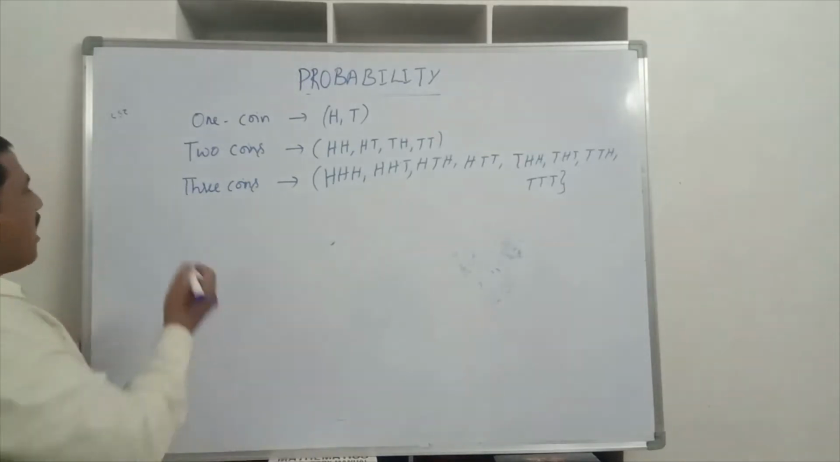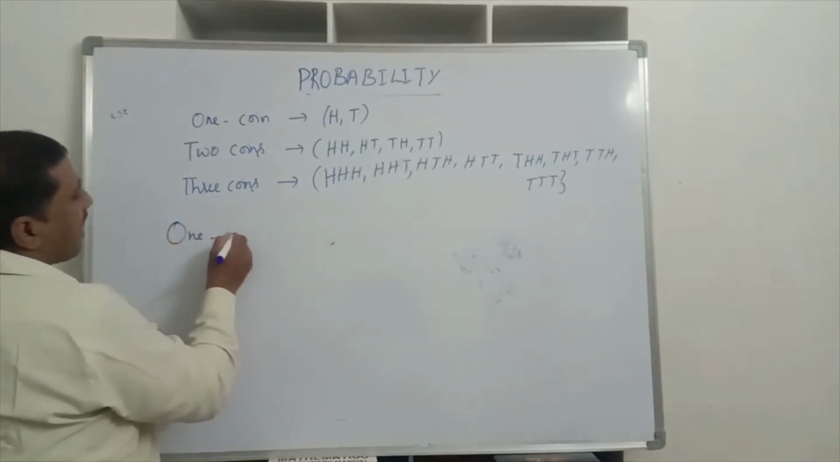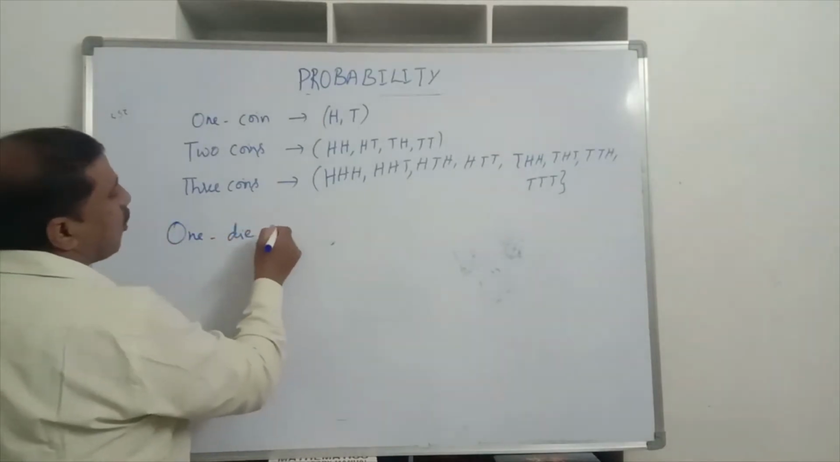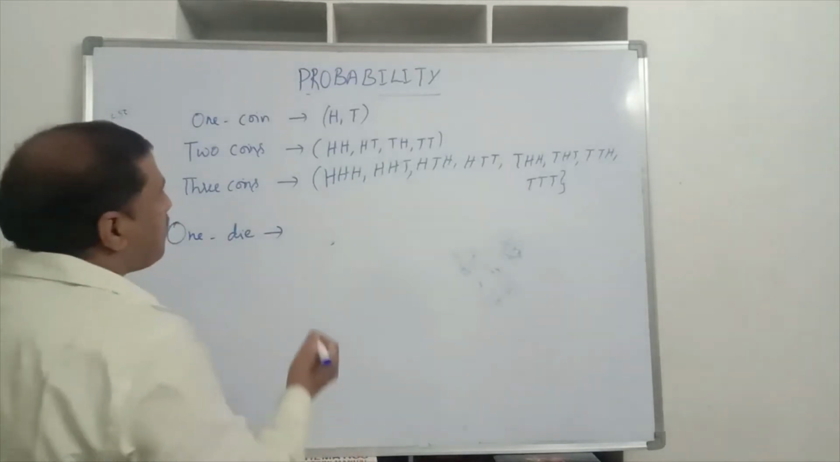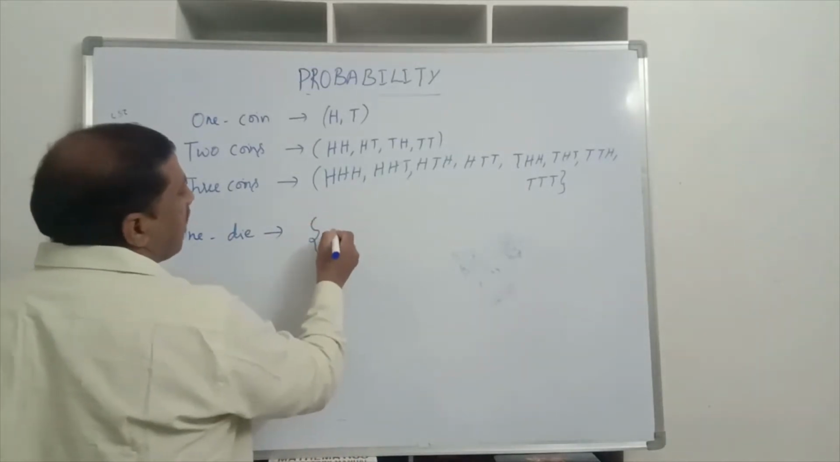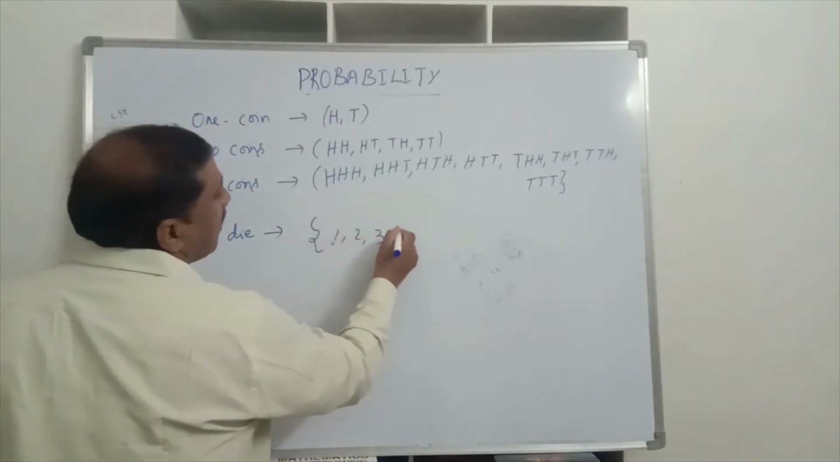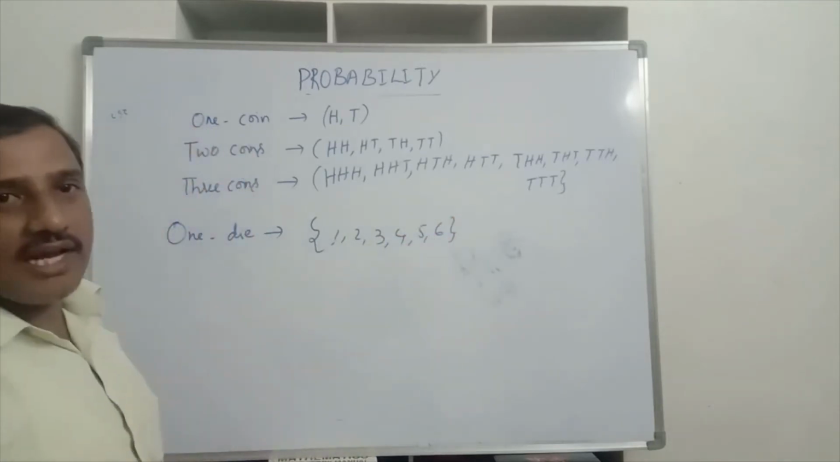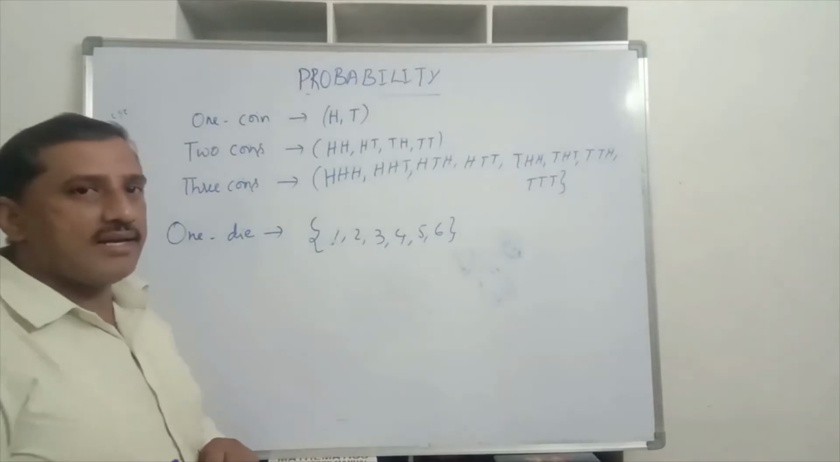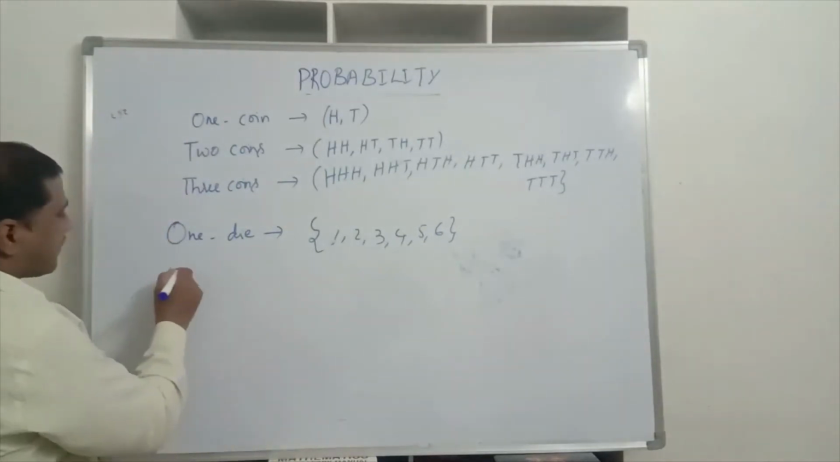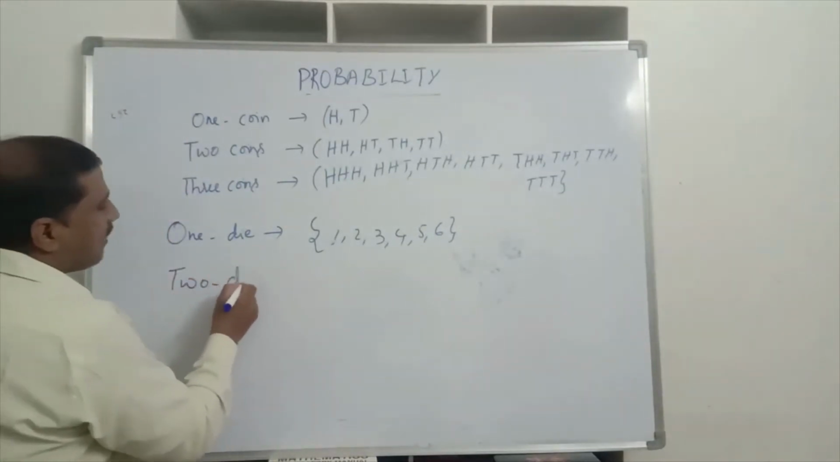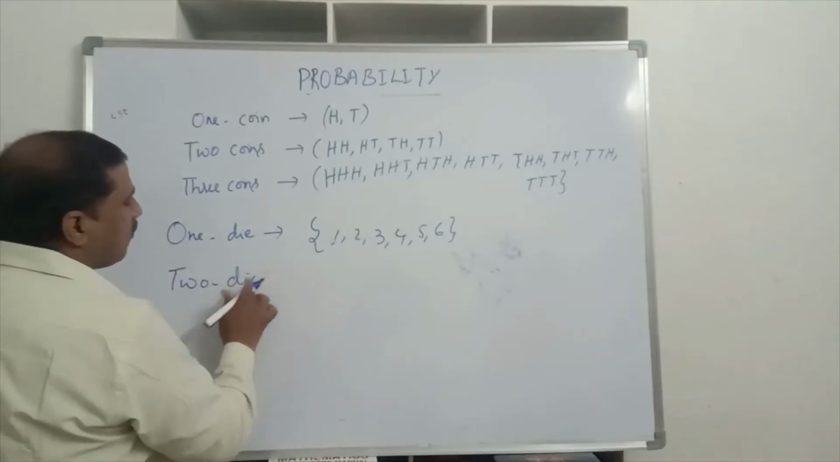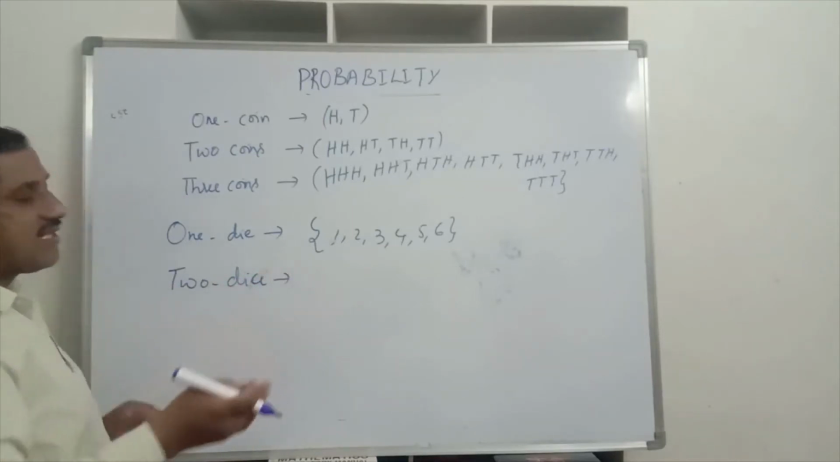So similarly, when one die is rolled once, what are the possible outcomes we will get? Here it is 1, 2, 3, 4, 5 and 6. So 6 possible outcomes we get when we roll one die at a time. So if we roll 2 dice, what possible outcomes do we get?